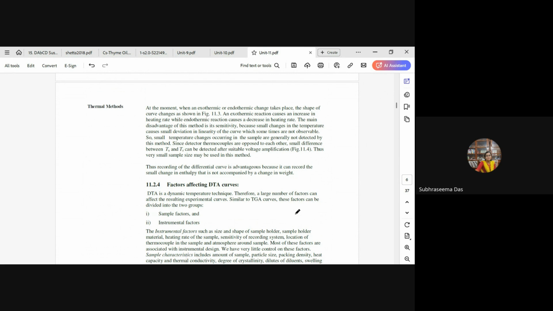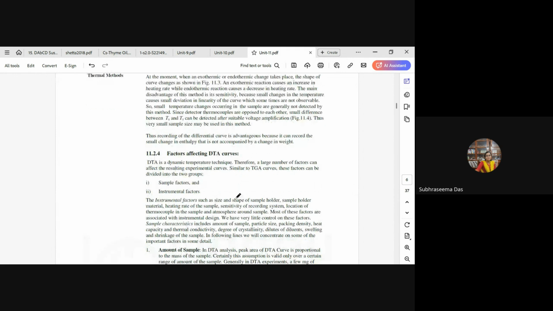So there are various factors that influence the DTA curves. The factors have been divided into two groups: one is the sample factors and the other is the instrumental factors.